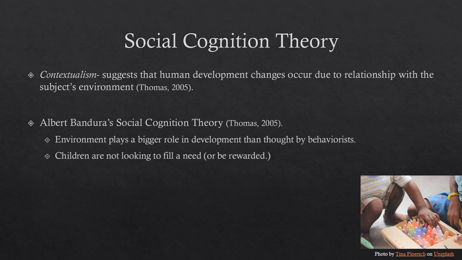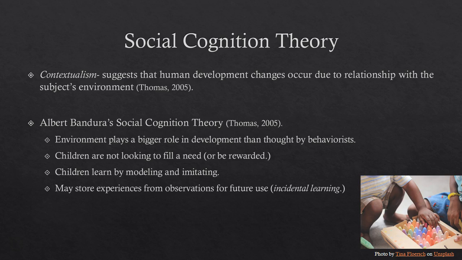He suggested rather that children are not necessarily looking to fill a need or be rewarded for something, as behaviorism had previously suggested. Instead, children are more likely to learn by modeling and imitating what they see in the world around them. Children may observe others, either other children, older children, or adults, and sometimes they may even store experiences that they can use for future learning, even though that behavior is not necessarily exhibited at the time when the learning might have occurred. And he called that incidental learning.